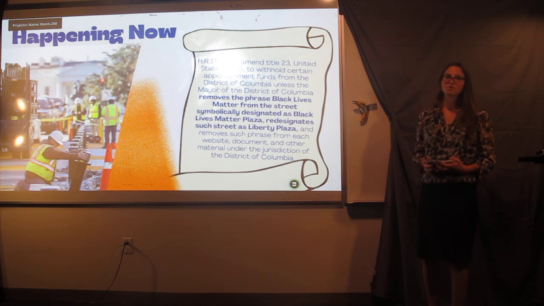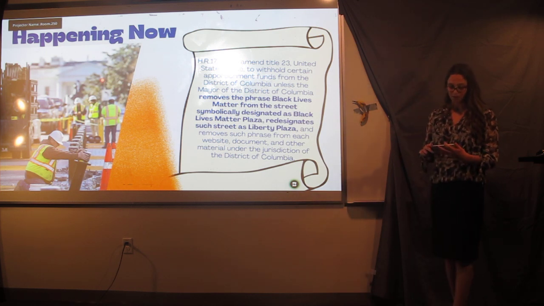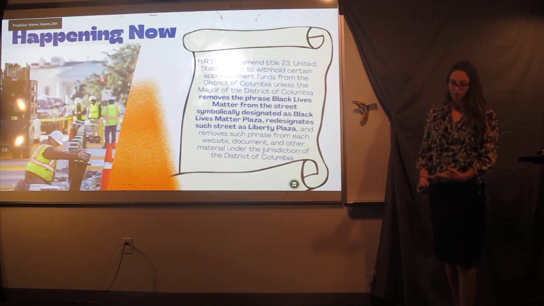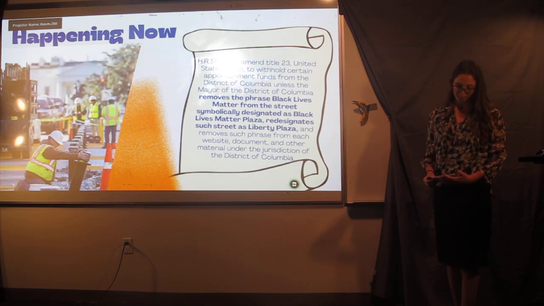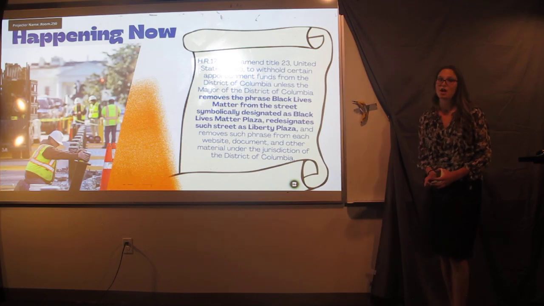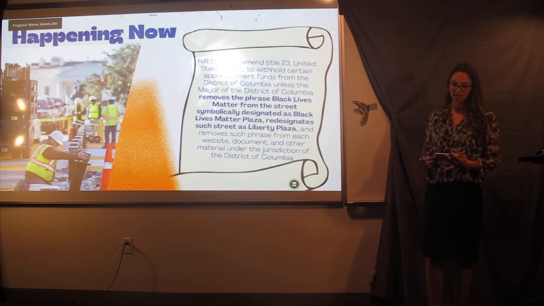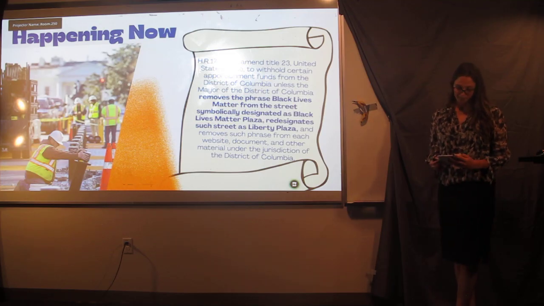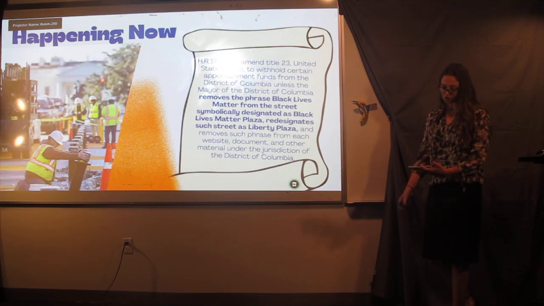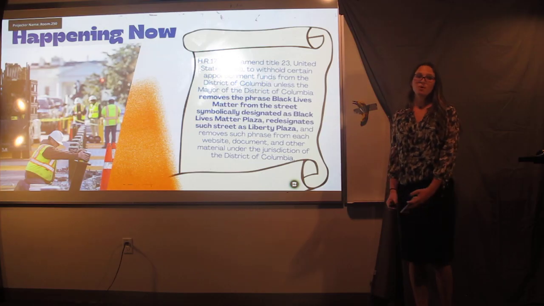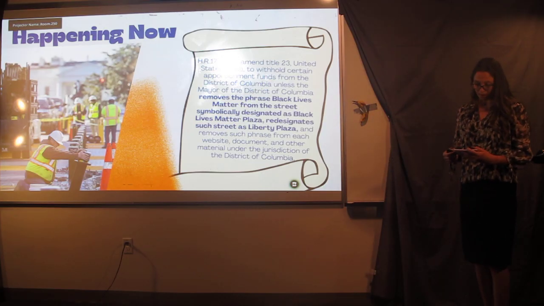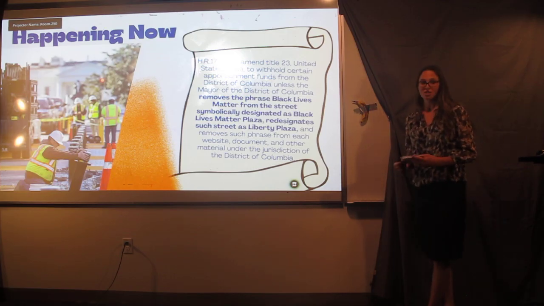The push to remove the Black Lives Matter mural near the White House speaks volumes about its power, not only as art, but as a symbol of the movement. Its very existence has challenged dominant narratives so effectively that lawmakers are now trying to erase it, proving just how deeply it has disrupted and reconstructed public dialogue around race, justice, and power.